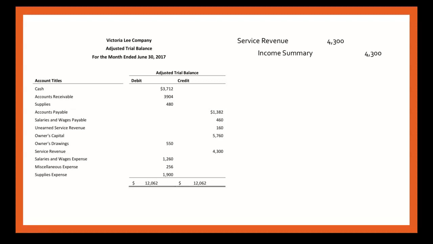So after we complete that closing entry, our revenues are now closed. Our service revenue account now has a zero balance. And then we can move on to the next step, which is closing our expense accounts. So if we take a look at our adjusted trial balance, we have three different expense accounts. We have salaries and wages, miscellaneous, and supplies expense. Those are all normal debit balances.